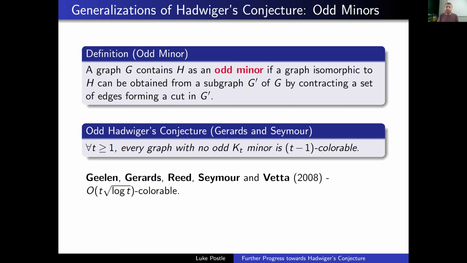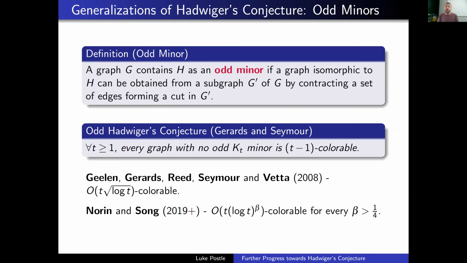And the best general bound was by Geelen, Gerards, Reed, Seymour, and Vetta, and they had shown this t root log t bound. So you don't get the degeneracy bounds because bipartite graphs have no odd K_3 minor, but they could have arbitrary degeneracy, but you can make arguments still to get around that, and they then show this t root log t bound for the odd case as well. And that was the best known bound until Norin and Song improved it to this beta greater than a quarter. So using additional work, they extended this quarter result to also work for odd minors. So that was very nice. And that's actually the best state of the art.